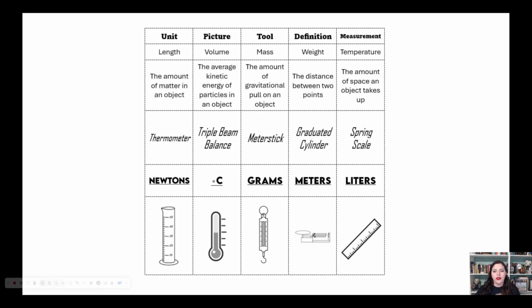So this is what you're going to glue into your composition notebook, right? Into your science journal. We've got 5 different tools here, and you are going to determine what they are used for, what unit we use with that tool, right? The name of it, the definition, and all of that stuff. So let me show you what it should look like in your journal.